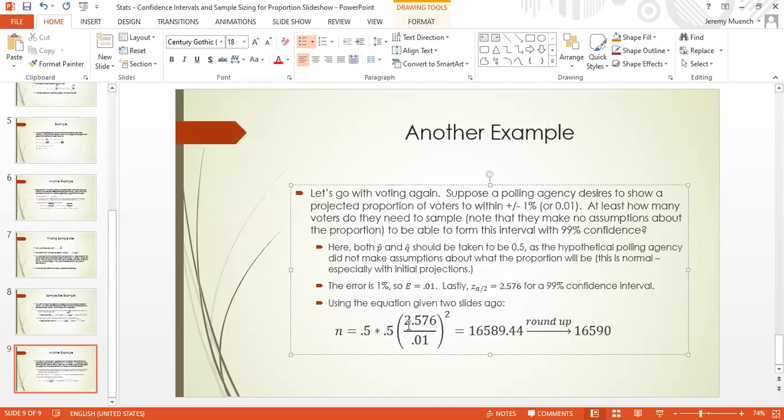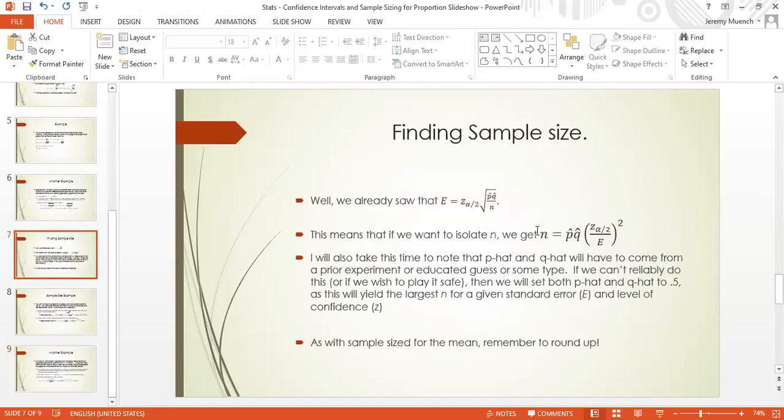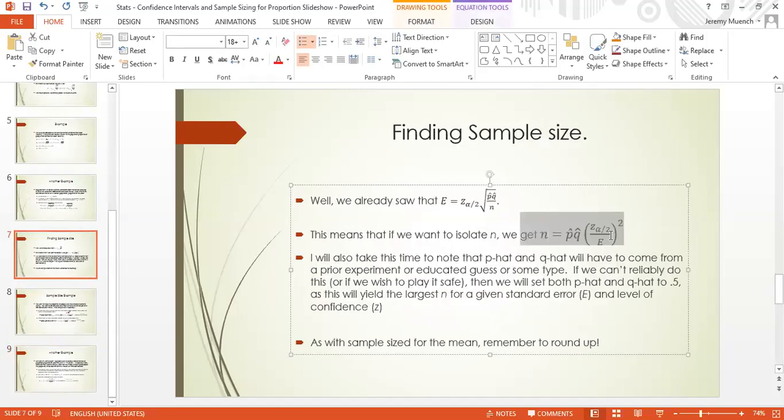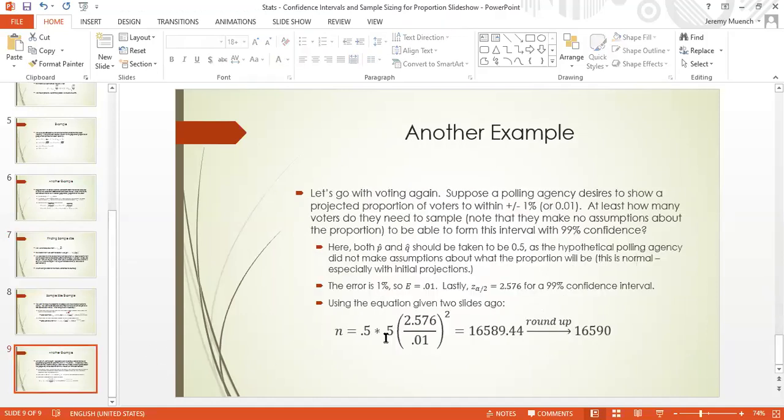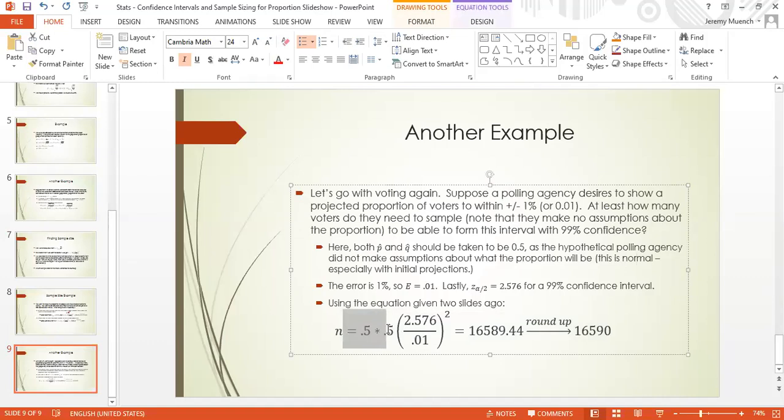So let's look at what our answer is. Using this equation, n equals p hat q hat times z over e squared, we get 0.5 times 0.5 for p hat q hat, Z is 2.576, and e is 0.01. So 2.576 over 0.01 squared times 0.5 times 0.5 gives 16,589.44, which we round up to 16,590.